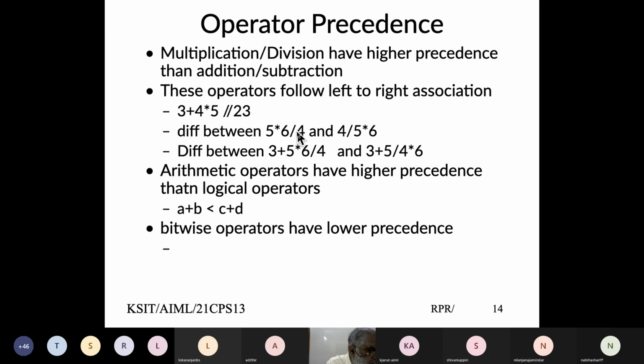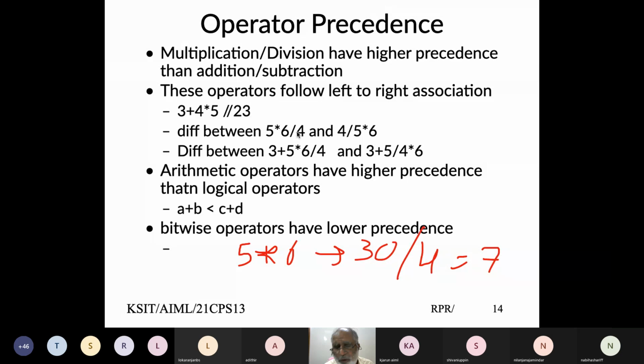This 4 by 5 integer division gives me 0. 0 multiplied by 6 is 0, and hence this would be 0. Here, 5 into 6 gives me 30. 30 divided by 4 with integer division gives me 7. Any doubts? So when you write a program, make sure that you understand what you are dealing with.